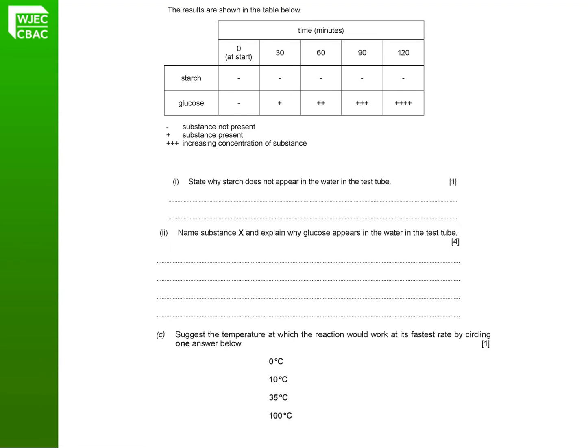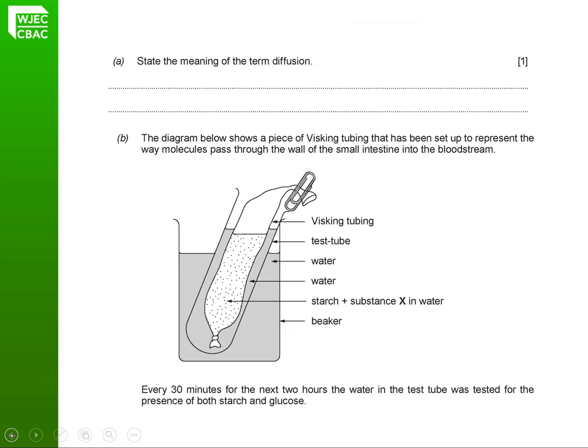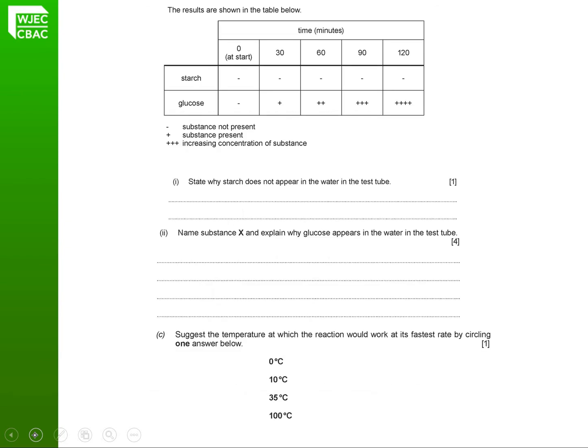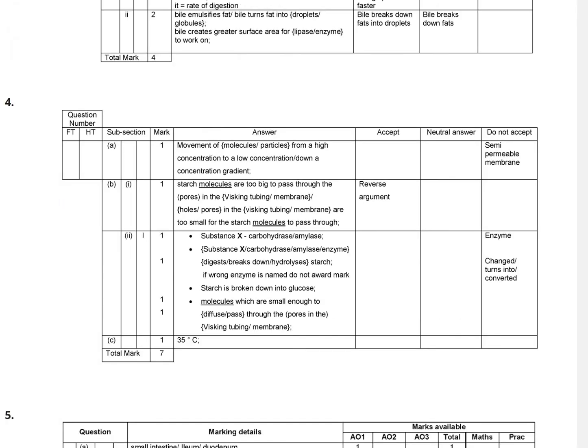So the second part of the question then, where they've looked at this experiment here, the first question asks why starch does not appear in the water in the test tube. So what you would need to be saying there is that the starch molecules are too big to pass through the pores in the Visking tubing, or that the holes are too small for the molecules to pass through. So the starch molecules are too big to pass through the holes in the Visking tubing into the water.